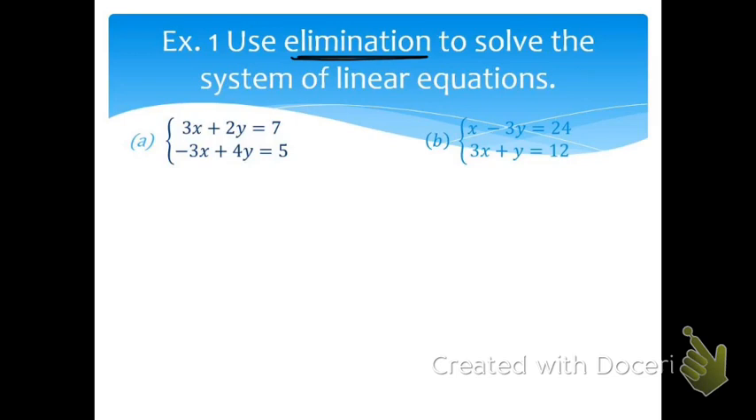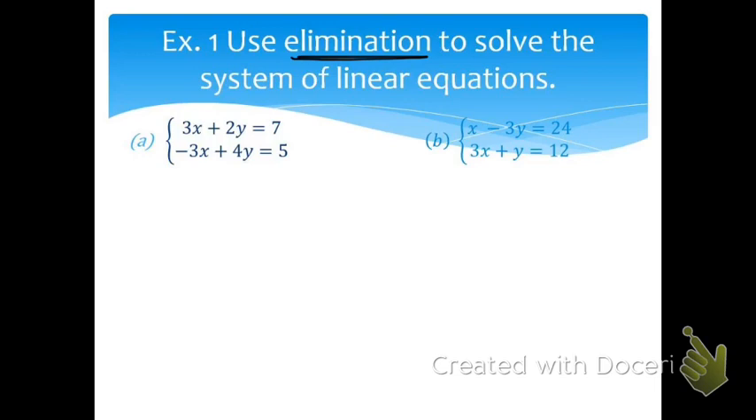Now, I want you to look at letter A. First things first, are both of these written in standard form? Yes. Now look at them vertically. Are the x terms lined up, the y terms, and the constant terms all lined up vertically? Yes. So step number 1 is done for us. Step number 2. Now we are supposed to choose a variable to eliminate. And like I said, you can choose either one you want. But let me teach you how to find the best choice.